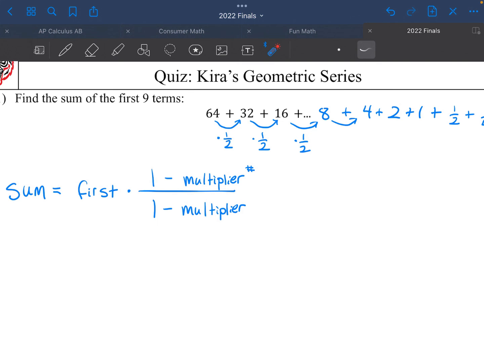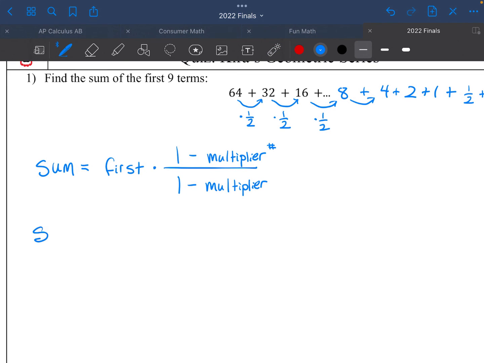So the multiplier is a half. We know what the first term is. The first term is 64. And how many terms are we at? This number is 9. So check out what's going to happen. The sum that I'm after is going to be the first, which is 64, multiplied by this fraction of 1 minus the multiplier, which is a half, to the power of 9, because it's 9 terms, all over 1 minus a half. That's it. I just enter this in the calculator, and I'm done.